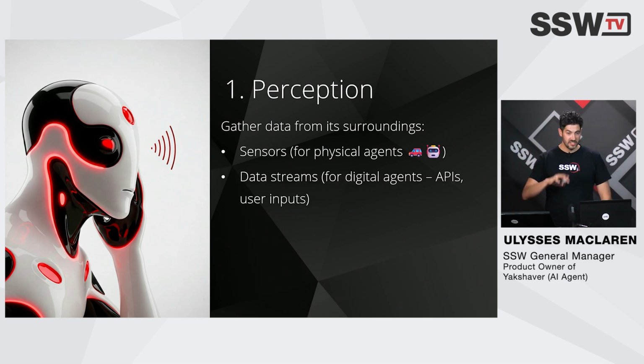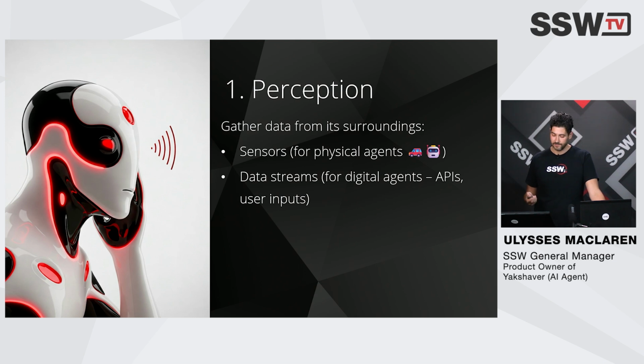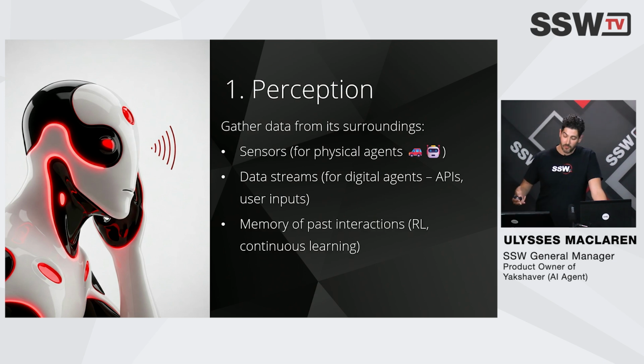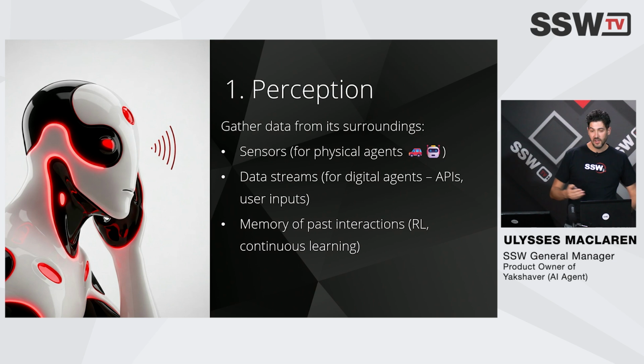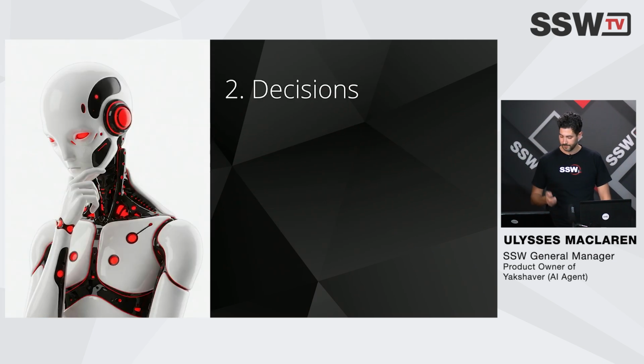For AI digital agents, which is what most of us are probably building, it's going to use data streams. So it's going to pull that in from APIs and user inputs. The prompt, for instance, like giving it a goal, that's a thing it needs to perceive. And it has memory of where it's up to at the moment and previous interactions and previous attempts at that task. Now, we'll get into reinforcement learning and continuous learning a little bit later on, but these are methods where it can understand the context of the past as well as the present.